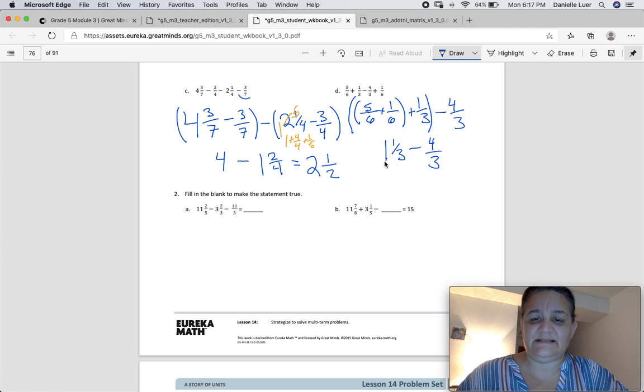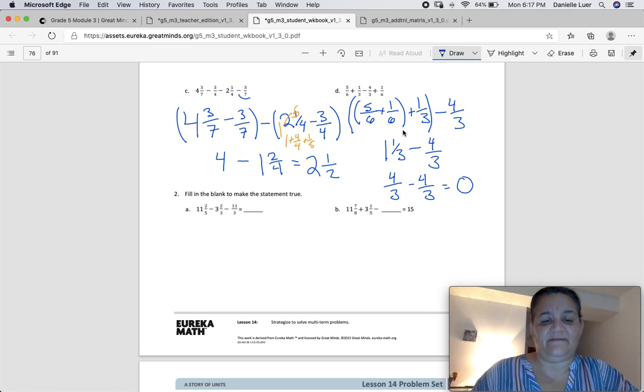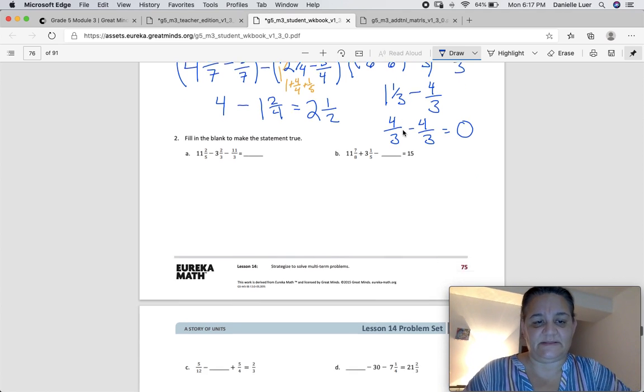And this is a mixed number. I want to turn it back into an improper fraction. So 1 equals 3 over 3. 3 over 3 plus 1 over 3 equals 4/3. Minus 4/3 equals 0. Okay, I did have to play with that one a couple times until I figured out how to work that. So don't feel bad if you need to take a little extra time sometimes.